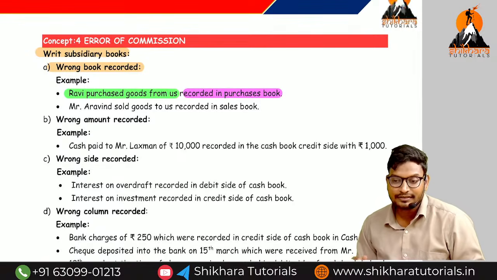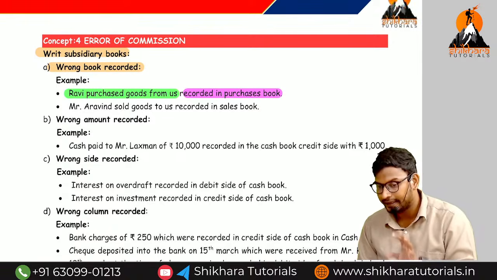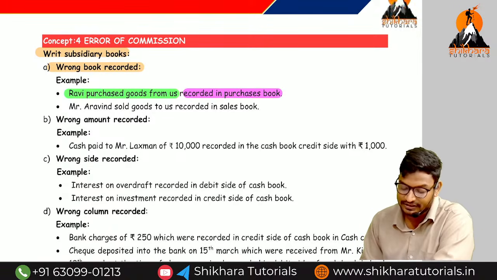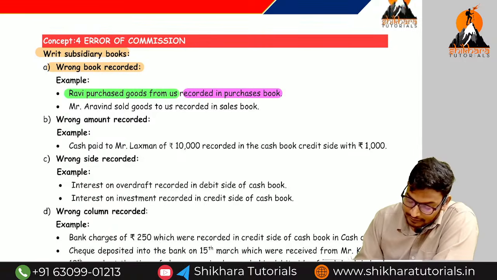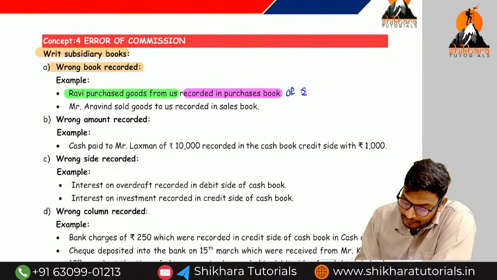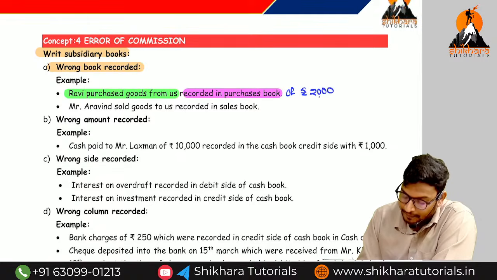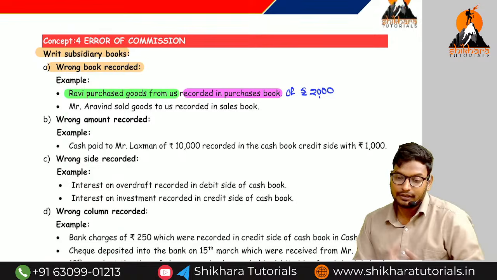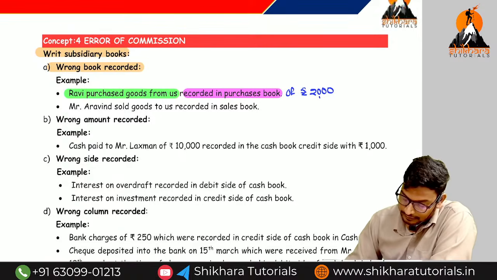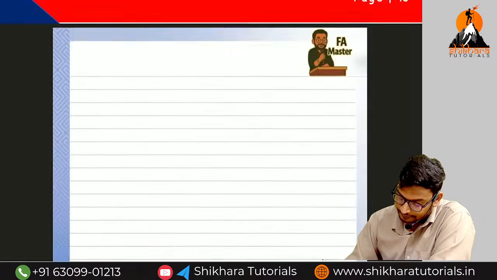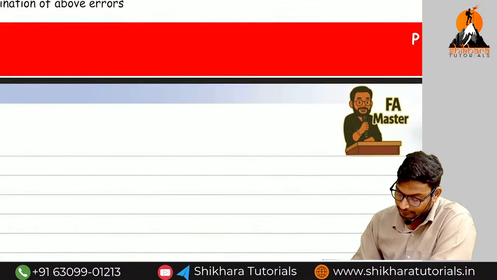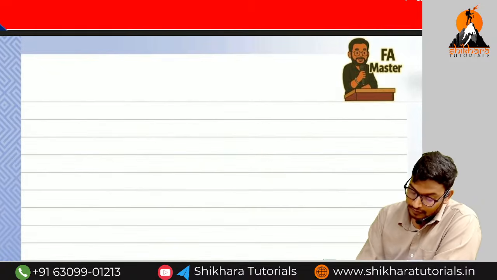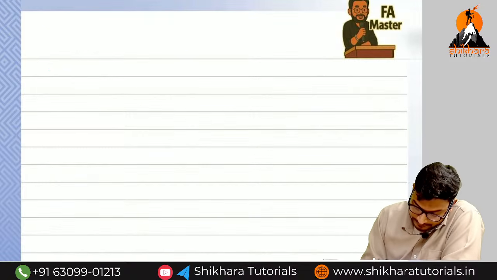So what is our process? Identify the right trial balance and the wrong trial balance. That is our first step. The amount was not given, so I am going to assume rupees 2000. First one, right or wrong? I am going with the right first, wrong second. So this is a wrong book recorded.